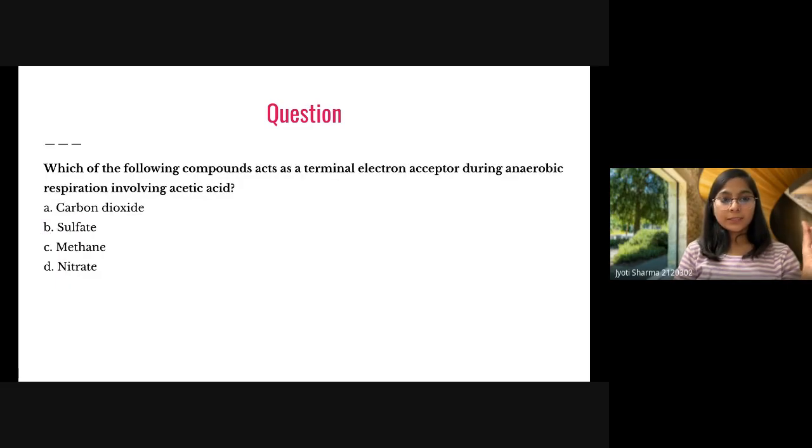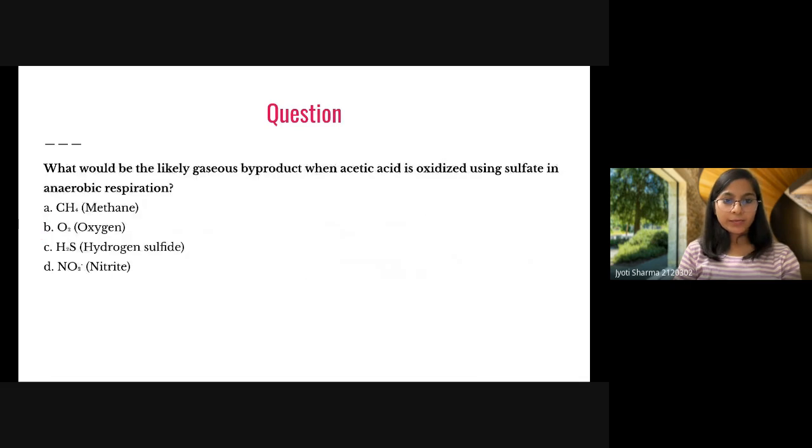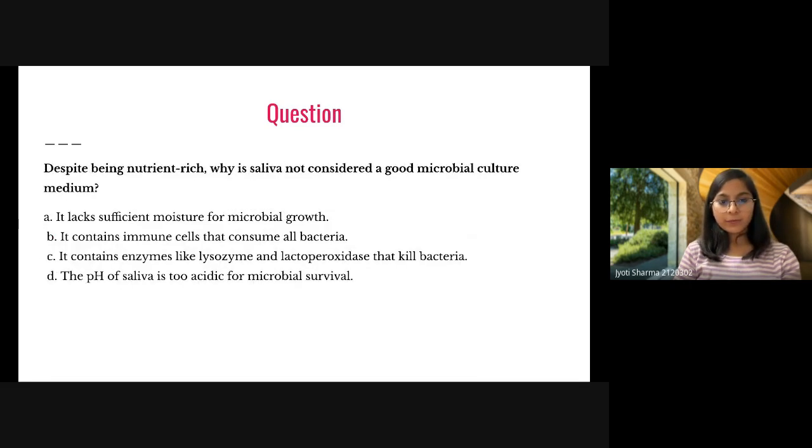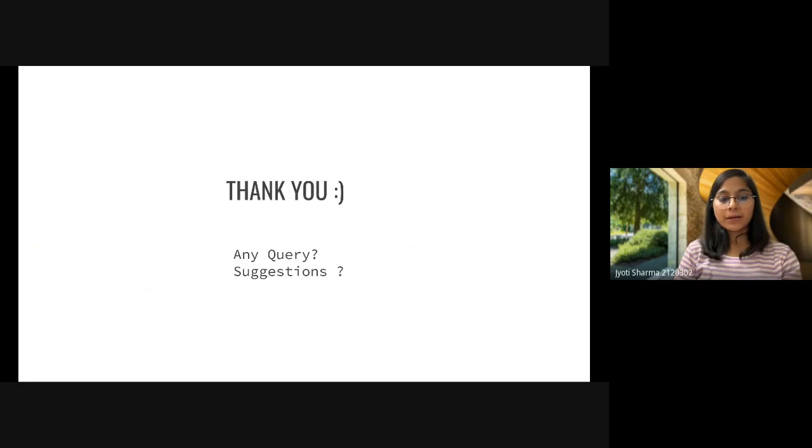And I think we can leave this. We can also leave this because we already have discussed it. This is the last question. Even when saliva is nutrient rich, it is not considered a good microbial culture because it contains enzymes. We already have talked about lysozyme and lactoperoxidase that will kill the bacteria, and that's how.